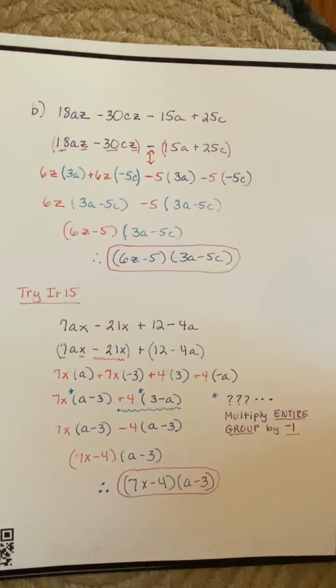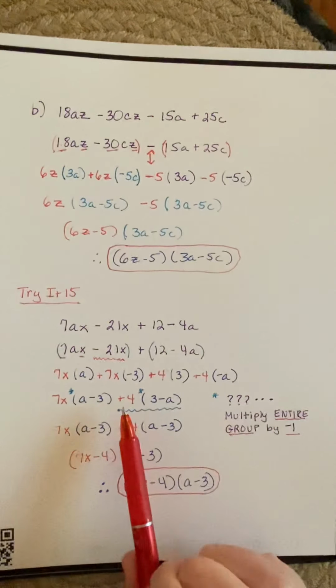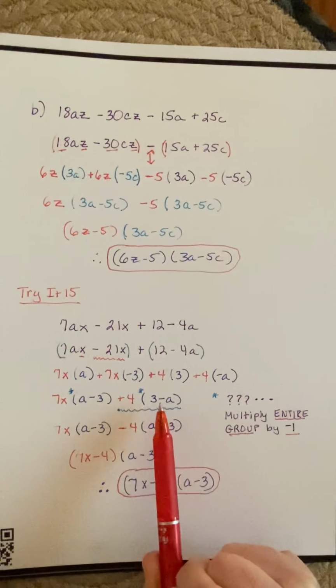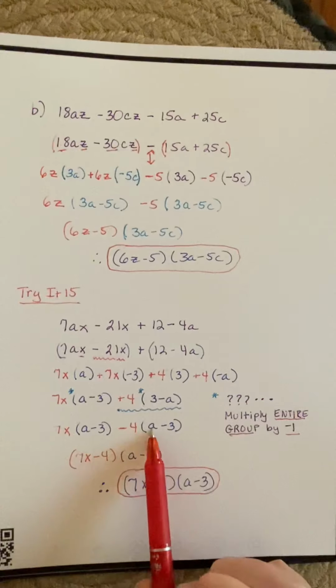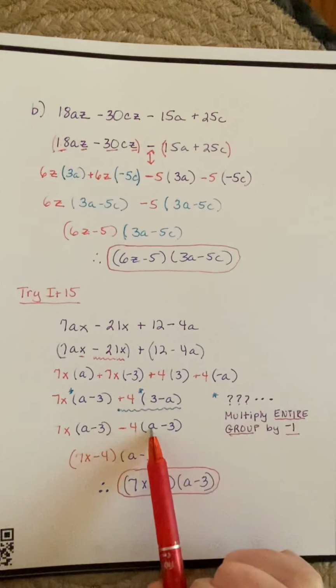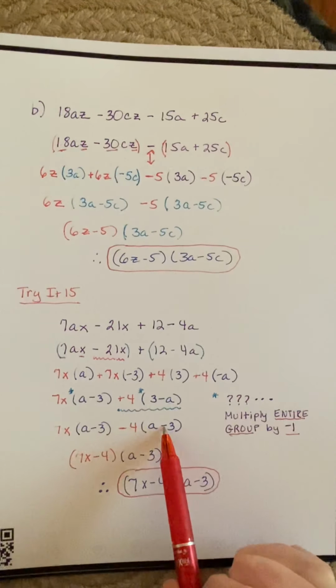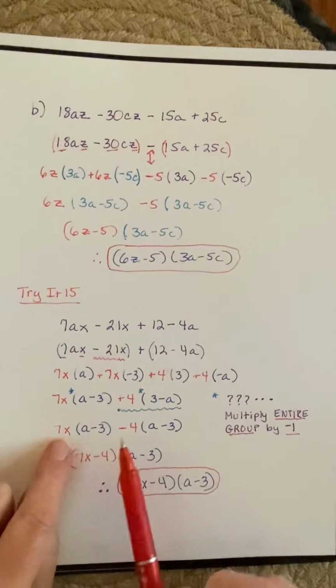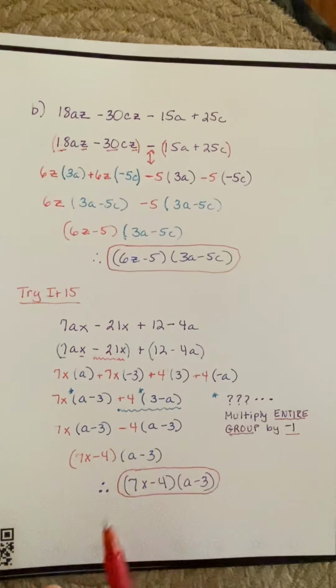We've learned that does not inherently change the group. It just makes the signs compatible. Therefore, I just flip my signs. Positive 4, negative 4. And then I flip these two around to a minus 3. So negative a becomes a, positive 3 becomes negative 3. And now I have a common factor grouping. So I have 7x minus 4 times a minus 3. And that is my answer.